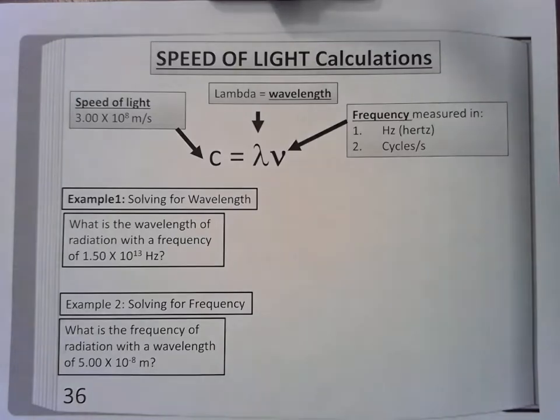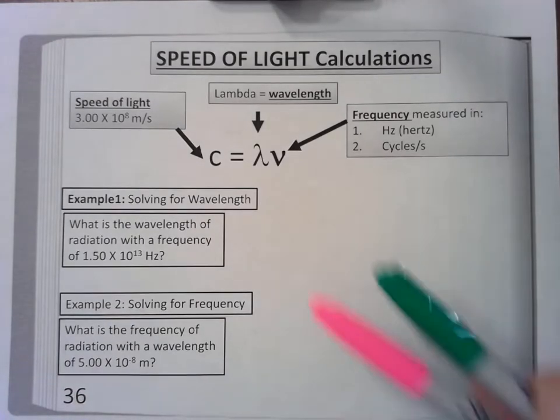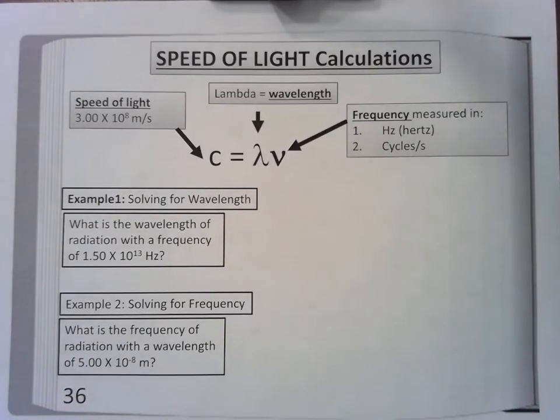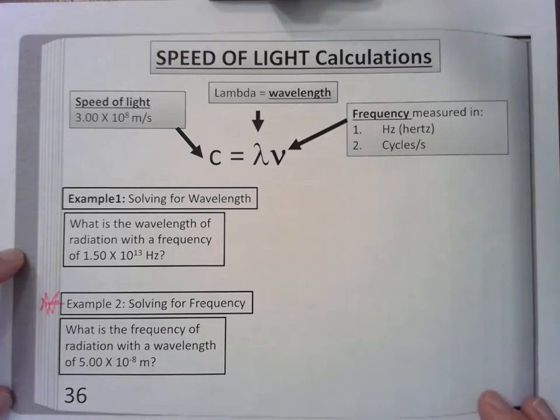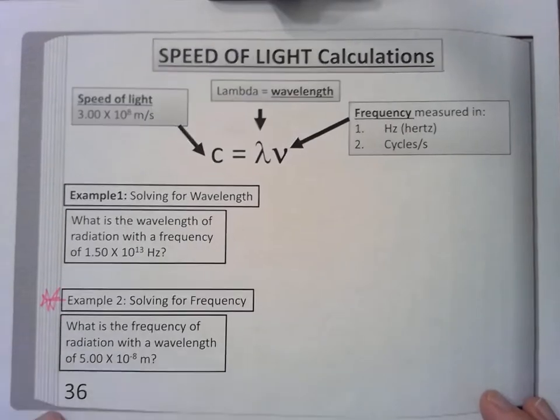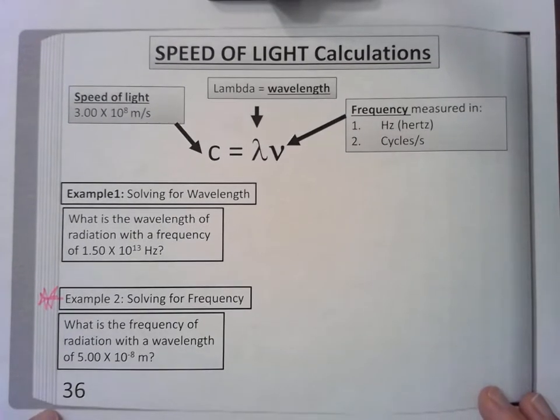This is the second type of problem and the third video in the series for speed of light calculations. We already talked about the speed of light formula and we solved for wavelength. So we're going to focus on example number 2 right here, solving for frequency. This is again page 36 in your notebook, and we're going to get started.